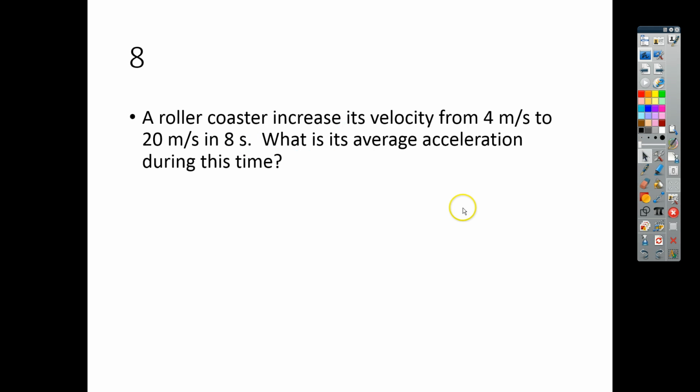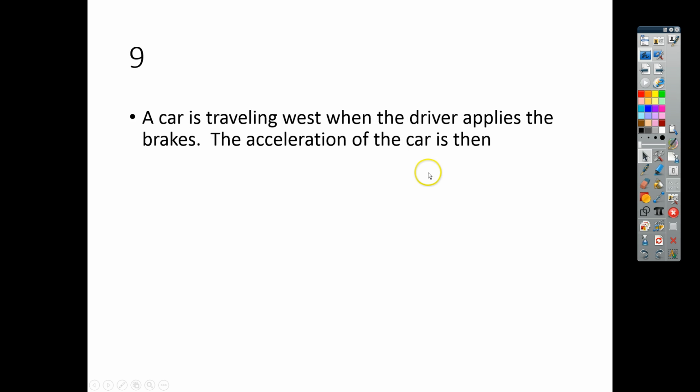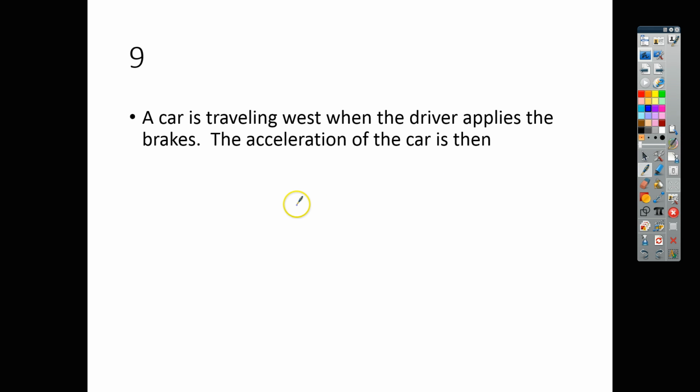Number 9 is the next problem. For this one, a car is traveling west. So let's go ahead and draw a little car. So here's our car. And this car is traveling in this direction. So here's our little person driving the car, and the car is going in that direction. We're calling this west, and it says that they apply the brakes.